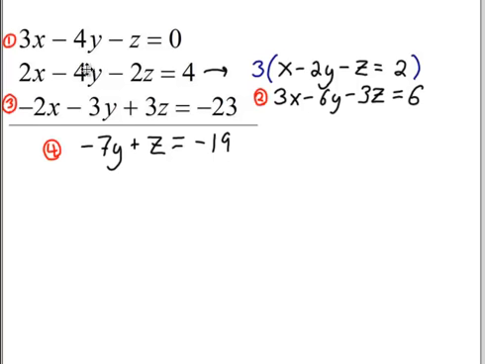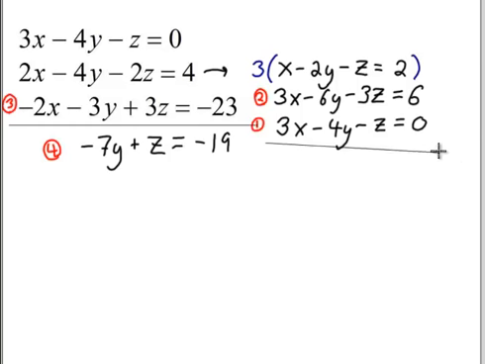Now what I'm going to do is let's combine 2 and 1 and come up with another equation. So let's bring equation 1 down here, and I'll write it in. So equation 1 is 3x minus 4y minus z is equal to 0. Now when I combine these, I will get a fifth equation.